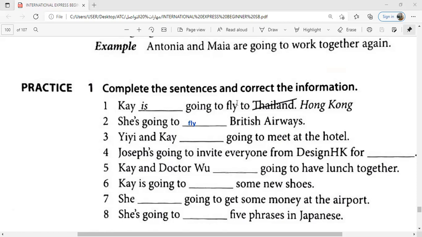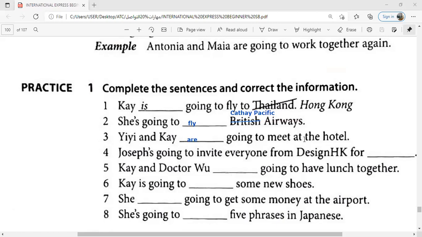What is the name of the company? Not British Airways. The name of the company is Thai Pacific. Notice they wrote the company name wrong. So this is wrong. 3. Yi and K. The missing verb is are. Yes, thank you. Are going to meet at the hotel.